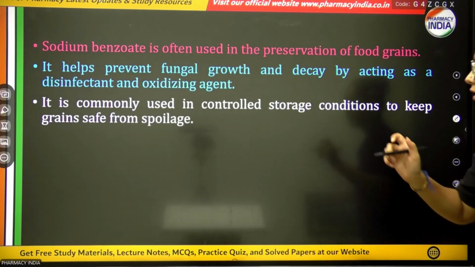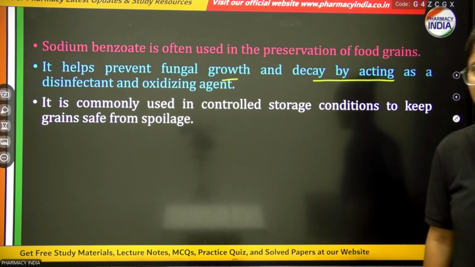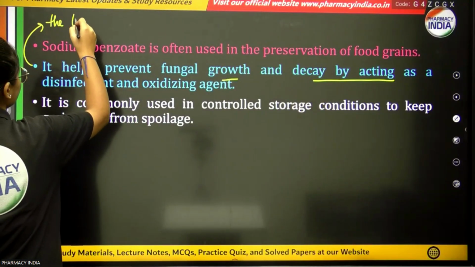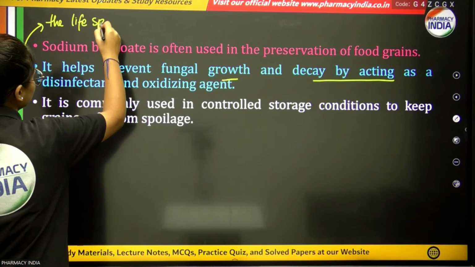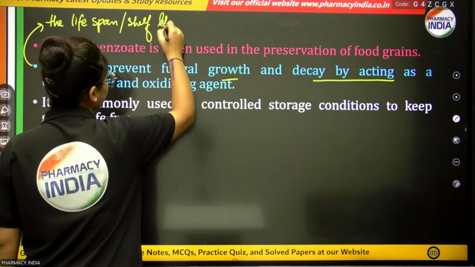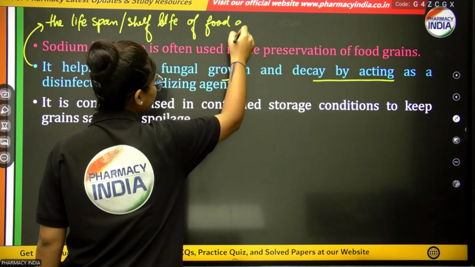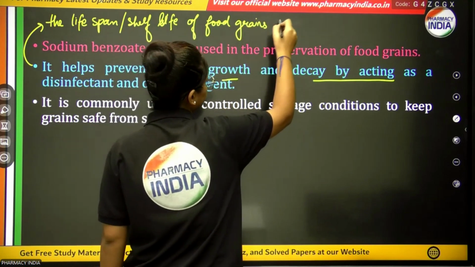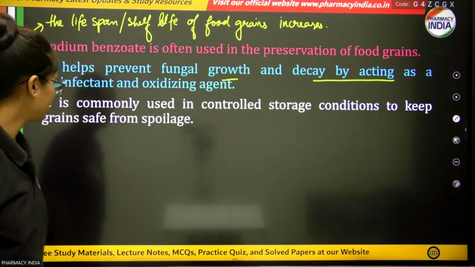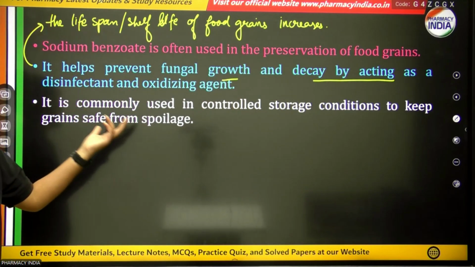It helps prevent fungal growth and decay by acting as a disinfectant and oxidizing agent, so that the lifespan or shelf life of food grains increases, and they can be used for a longer period of time. Clear? It is commonly used in controlled storage conditions to keep grains safe from spoilage.